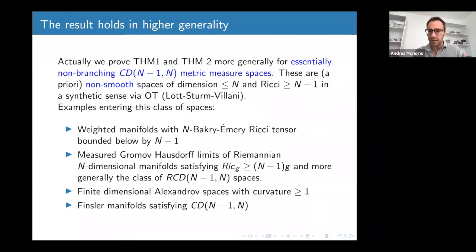Okay, so a lot of examples enter into this framework, apart from lower bounds on Ricci in smooth Riemannian manifolds. All the results that I mentioned up to now are proved in this framework, but I mentioned them for smooth manifolds because they were new for smooth manifolds, and it's already an interesting enough framework for problems. So this finishes the first part about the quantitative Lévy-Gromov.